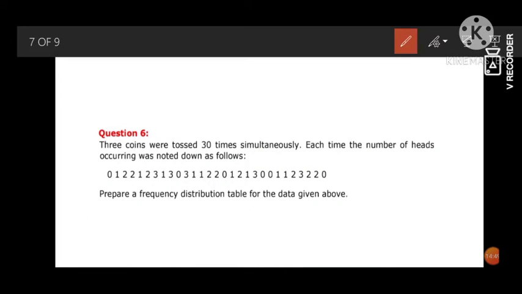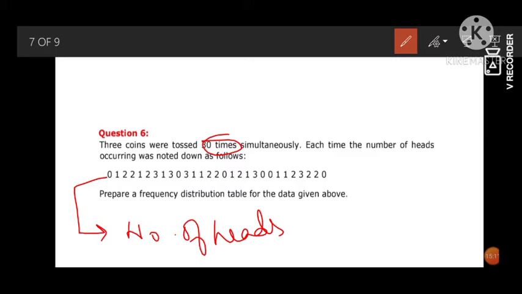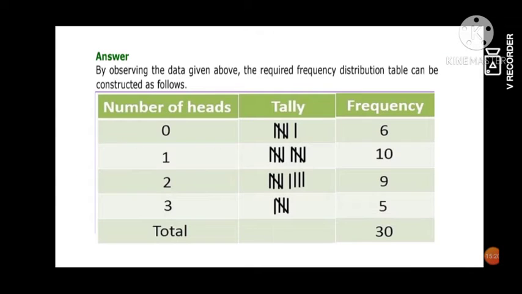Now let us see question number 6. 3 coins were tossed 30 times. So the total frequency should be equal to 30 in our frequency distribution table. Each time the number of heads occurring was noted as below. So this is the number of heads occurred. So we have to make a frequency distribution table. Only one thing we have to make.